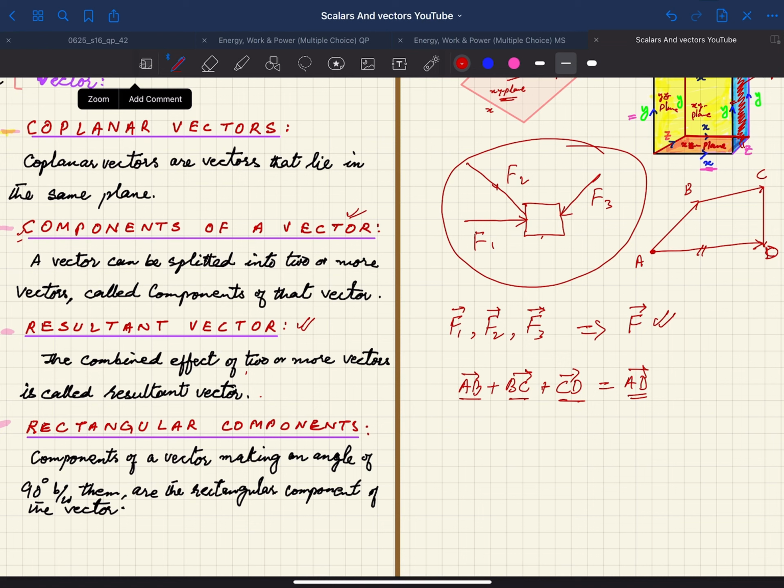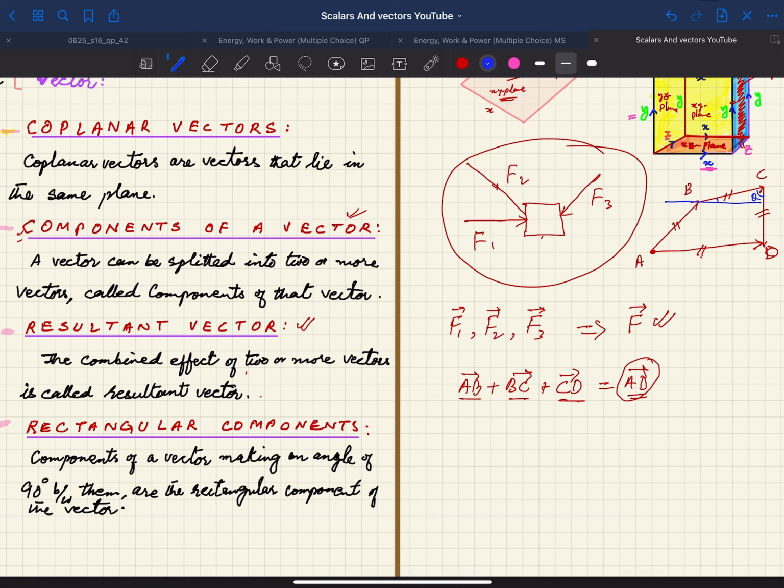Now, when you go for the components of a vector, we have a vector AD and we can divide or resolve this vector AD into AB, BC and CD. You can see that between these vectors, like between B and C, we have an angle, between C and D we have an angle, and so on, but all these are components of the vector AD.